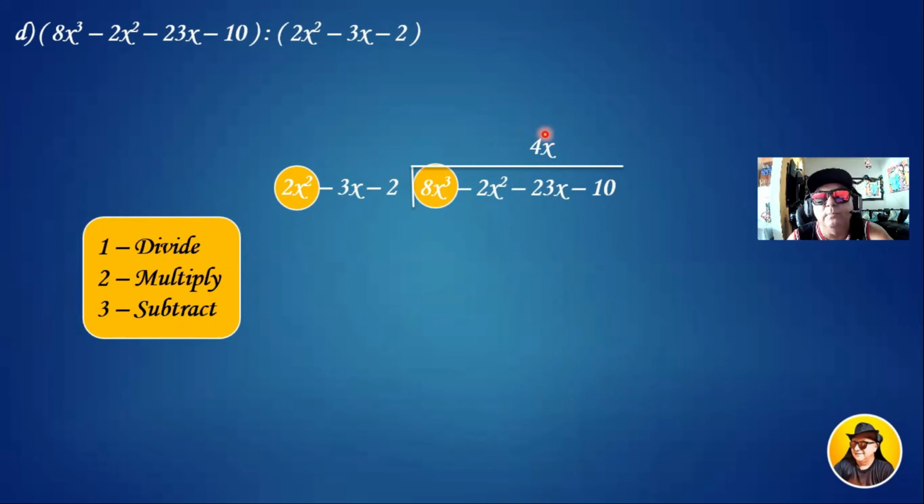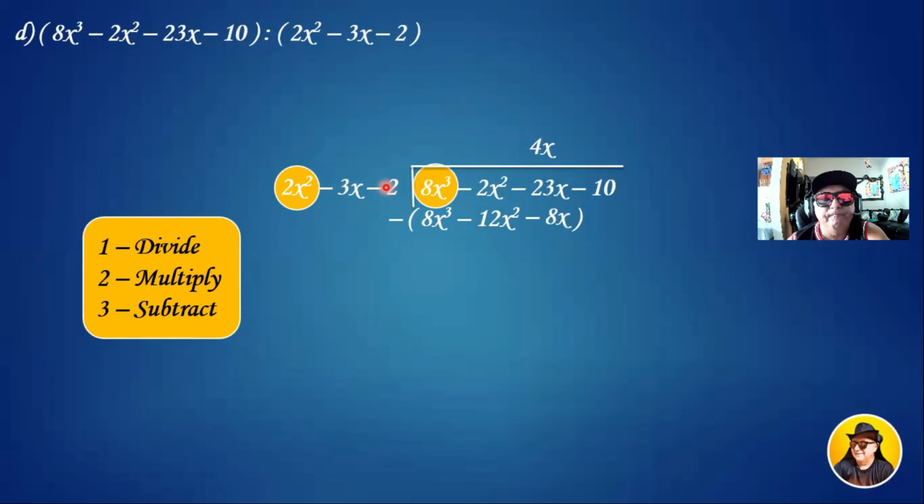Let's see step 2, multiplication. 4 times 2 is 8. X times x squared is x cubed. Okay, so let's write down here. And this minus is because of step 3. Okay, now let's go on and multiply. 4x times minus 3x, okay, it's going to be minus 12x squared, okay, and finally 4x times minus 2, it is minus 8x. All right, let's operate.